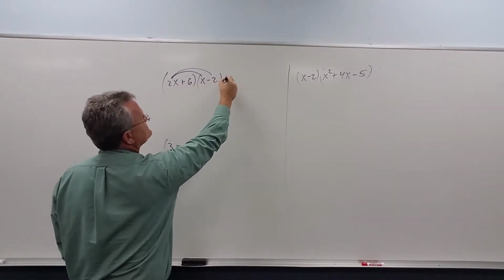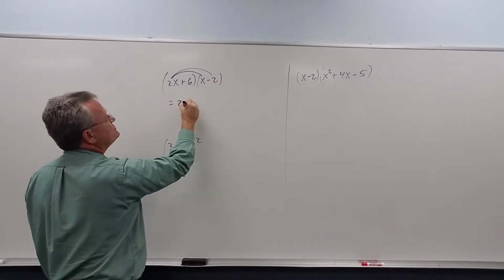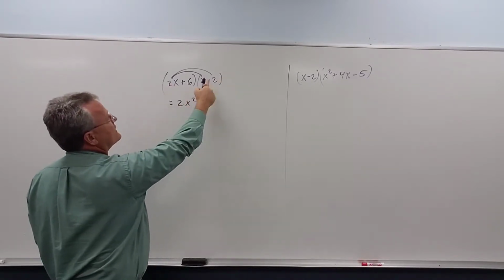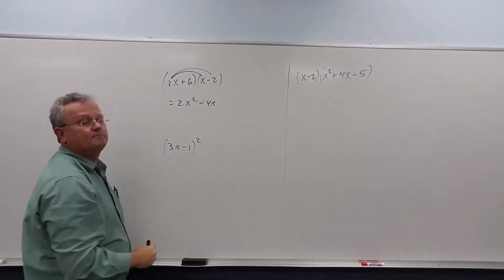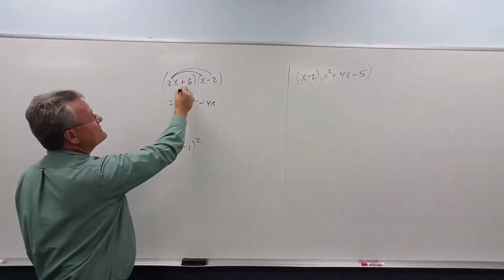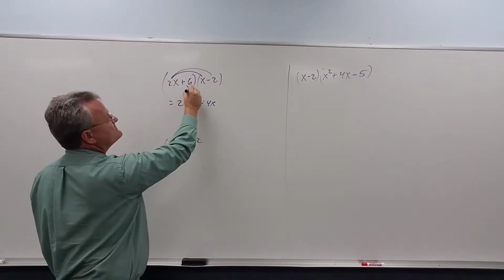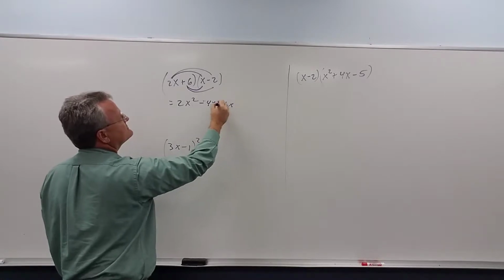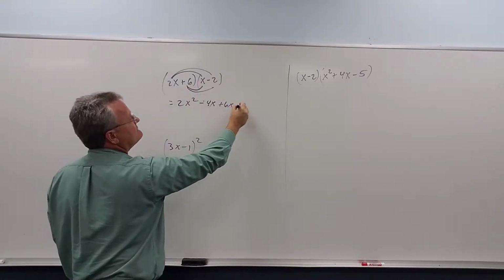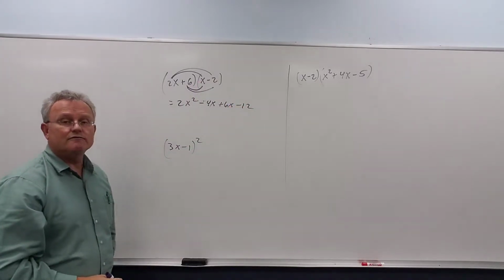2x times x is 2x squared. 2x times negative 2 is negative 4x. Then you take the second term in the first parentheses and distribute it. 6 times x is 6x. 6 times negative 2 is negative 12.